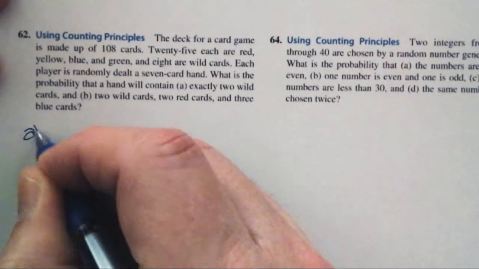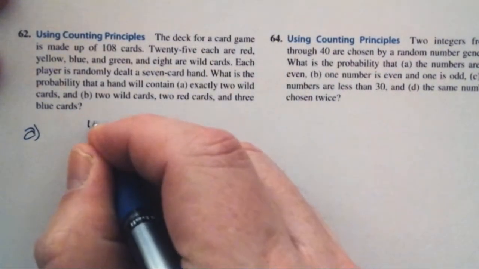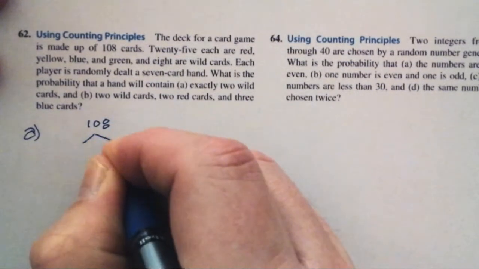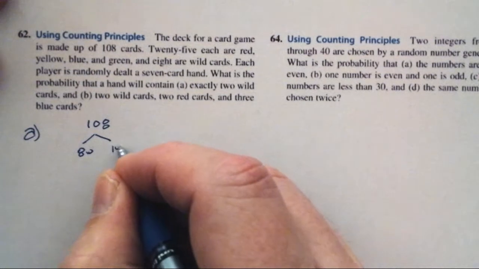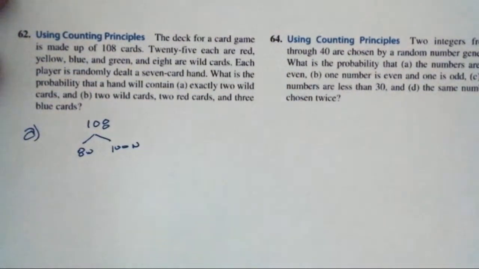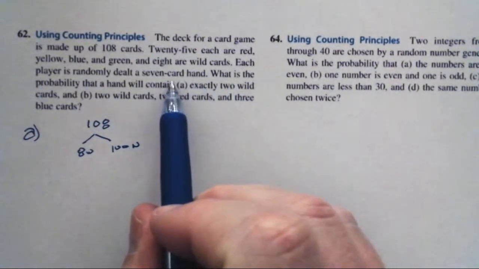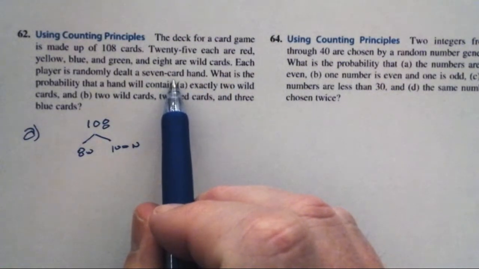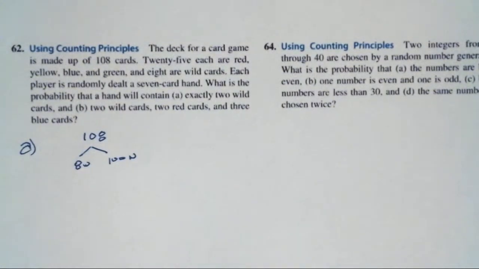So for problem A, I don't care about blue, red, yellow, green. I just care about wild cards and non-wild cards. We have 108 cards. Of those, 8 are wild, and 100 must be non-wild. And now what we have to decide here is, hey, we're selecting 7 cards. Does the order that I receive those cards in have any bearing on what my hand is?